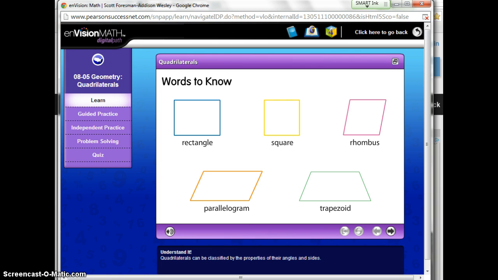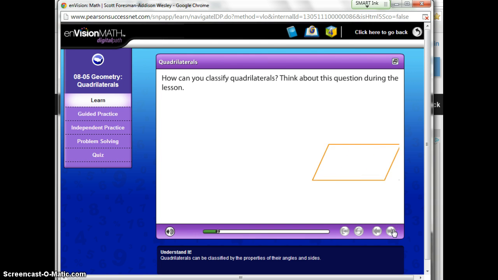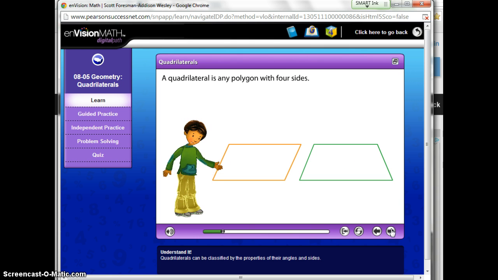Today we're learning about quadrilaterals. How can we classify quadrilaterals? That is our question of the day. A quadrilateral is any polygon that has 4 sides. Now they have to be straight and it has to be a closed shape.